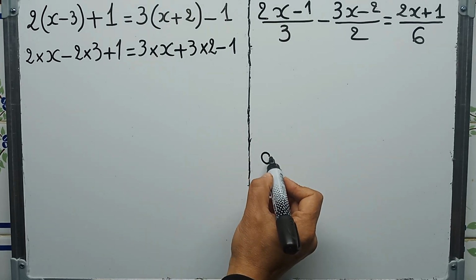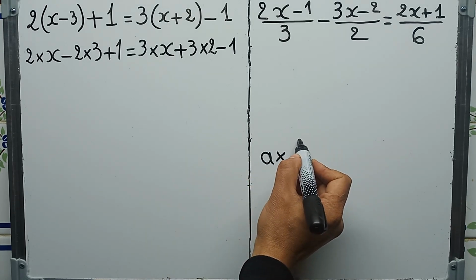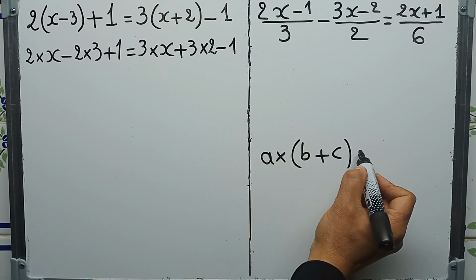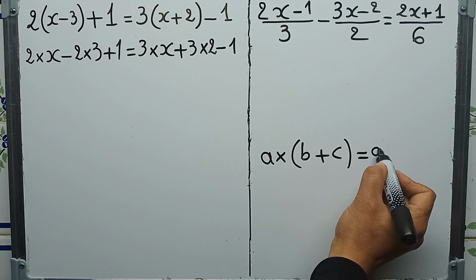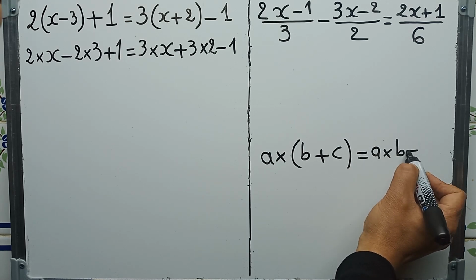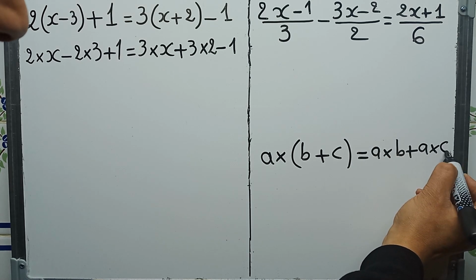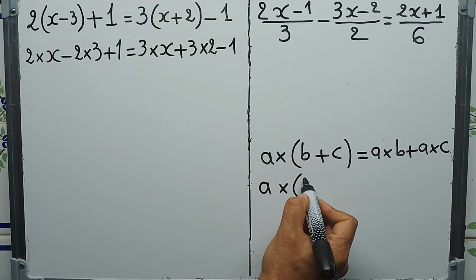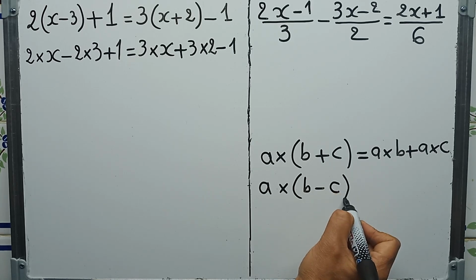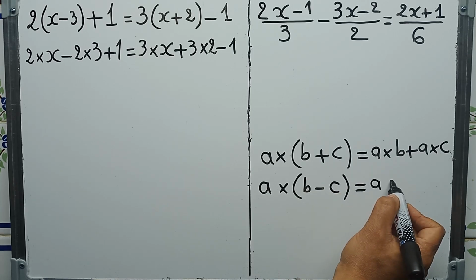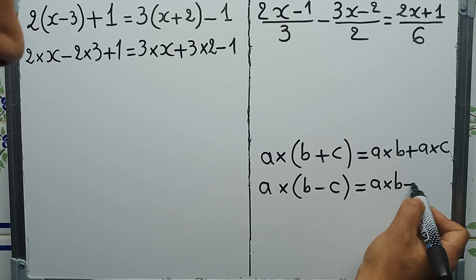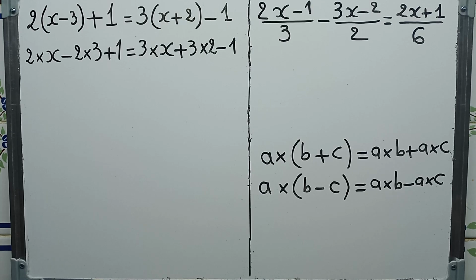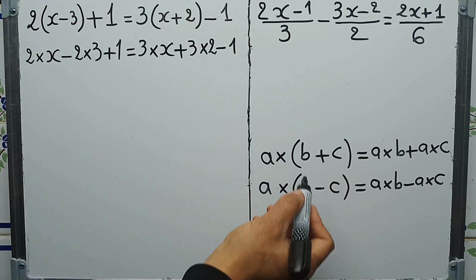There is an algebra rule saying that whenever you have A times B plus C, you can distribute your A. It's like this: A times B plus A times C. And the same for minus: A times B minus C equals A times B minus A times C. It's the distributivity law in algebra. We used this here.